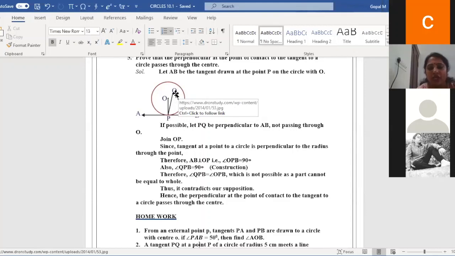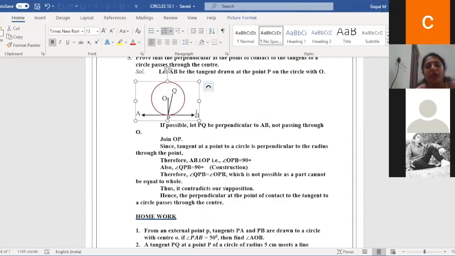Now the point which you have taken, PQ is also perpendicular, means angle QPB is also 90. But by seeing the figure itself, you can say this angle QPB is less than 90 degrees. Am I clear, children? When it is less than 90 degrees, it is not possible to have a right angle, which is not possible as a part cannot be equal to the whole. Angle QPB is just a part of the right angle, but is not exactly 90. So our contradiction assumption is wrong.